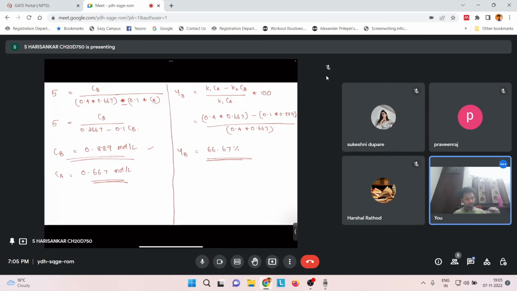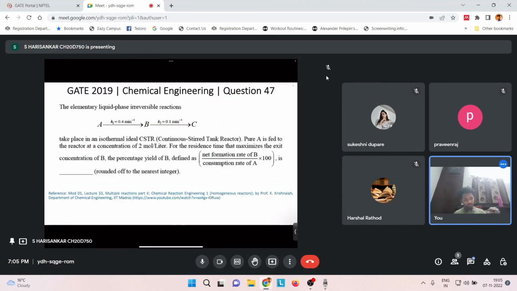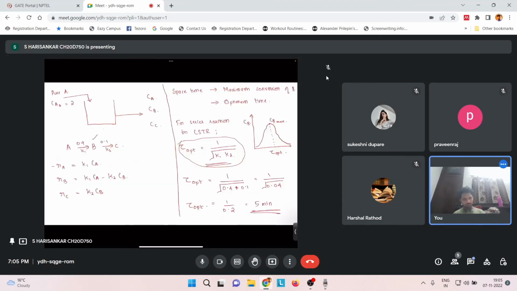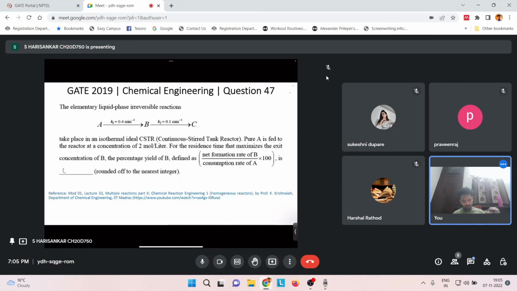This is the yield of the product B. So the right answer here is 66.67%. And since they have asked us to write it in the nearest integer, it is 67%.